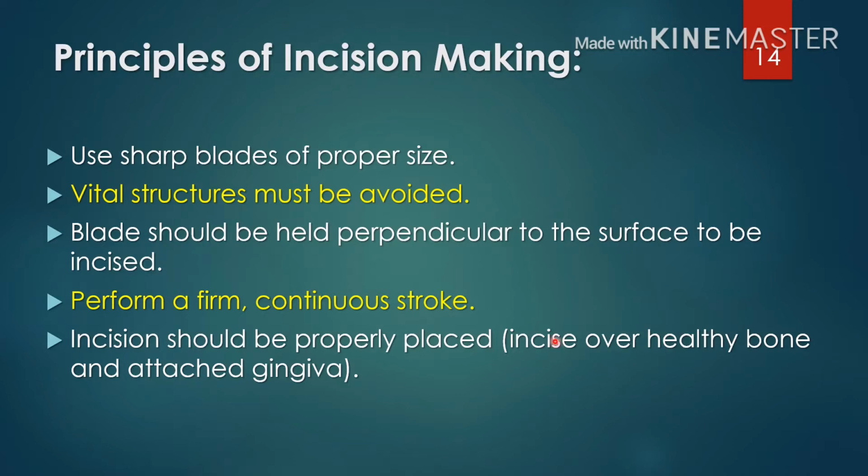Principles of incision making. Use sharp blades of proper size. Vital structures must be avoided, like blood vessels and nerves. Blades should be held perpendicular to the surface being incised. Perform a firm, continuous stroke in order not to get back and forth movement or tearing. Incisions should be properly placed, incise over healthy bone and attached gingiva, in order to get a well-supported incision site.